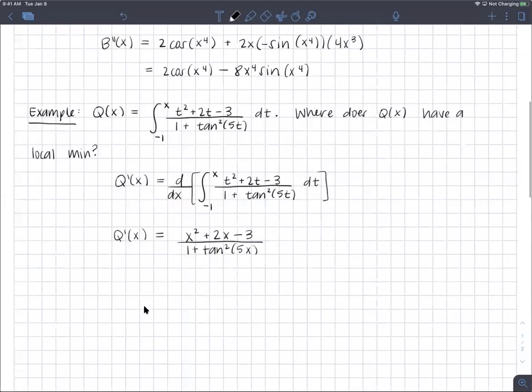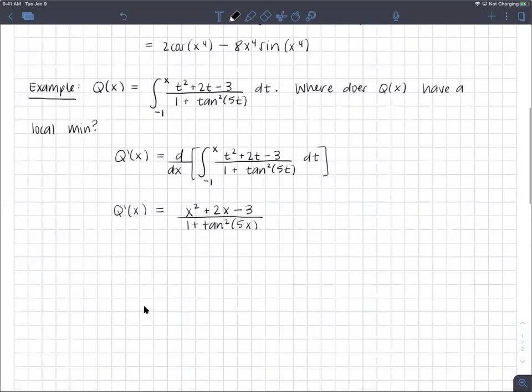And then, yeah, the second step is to find the critical points of the function, which is where the derivative equals 0 and where it doesn't exist, right? So don't forget about that one. So here we need to find the critical points. So you're going to have where Q prime of x equals 0. And then you're going to have where Q prime of x does not exist.